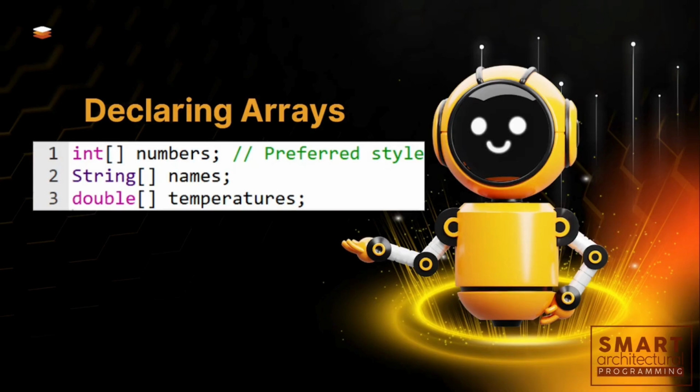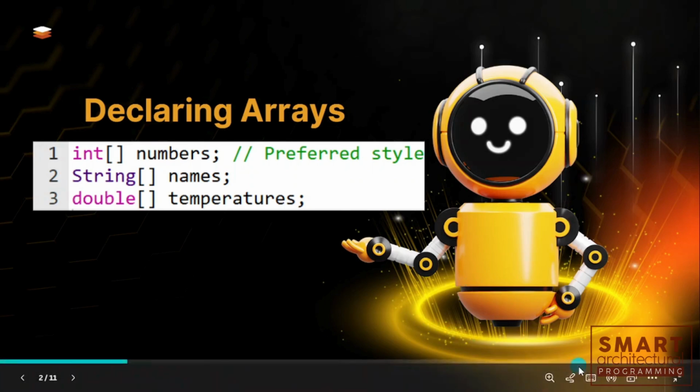Declaring arrays is not that difficult. If you want to declare an array, it's quite simple. As you can see on the screen right now, this is how you declare an array: use square brackets after the data type, and the name of the array follows. What do I mean by that? Let me highlight that here.